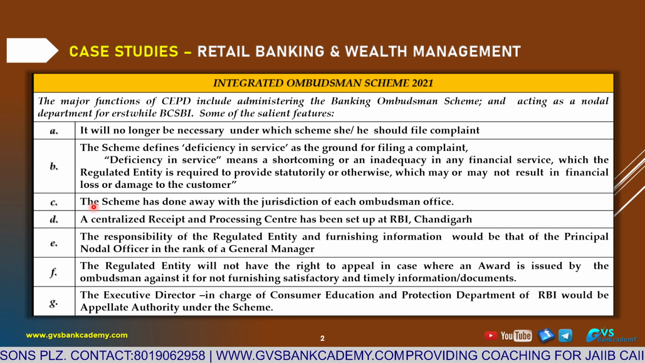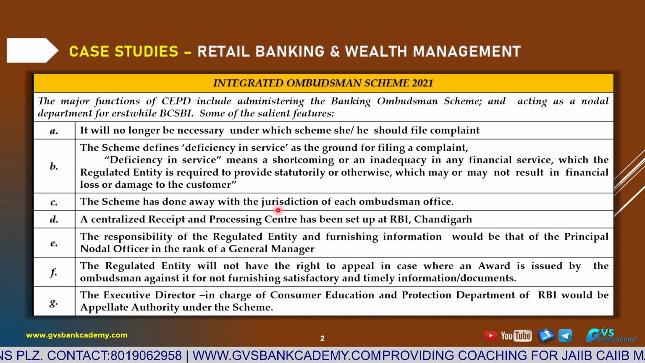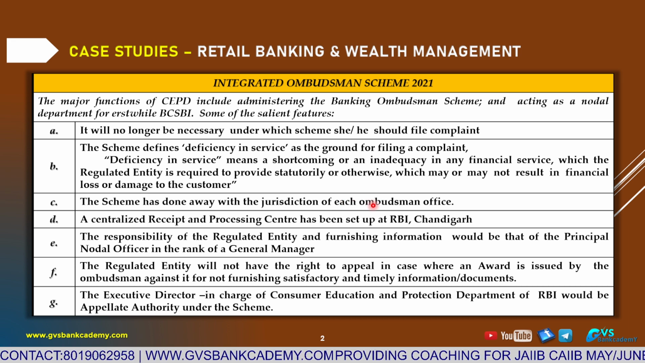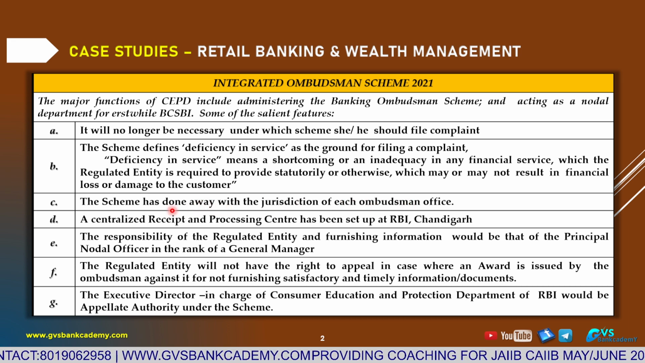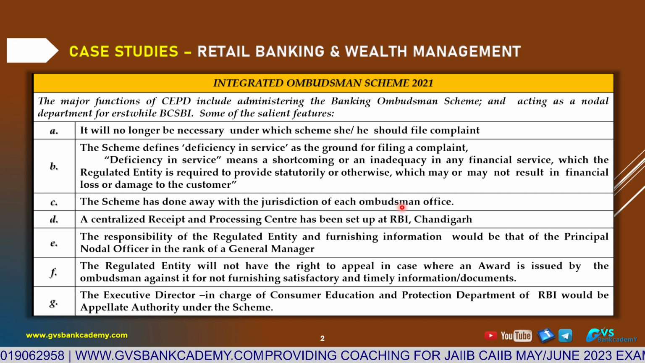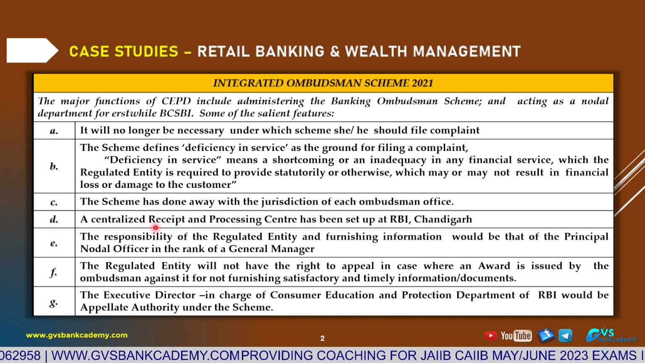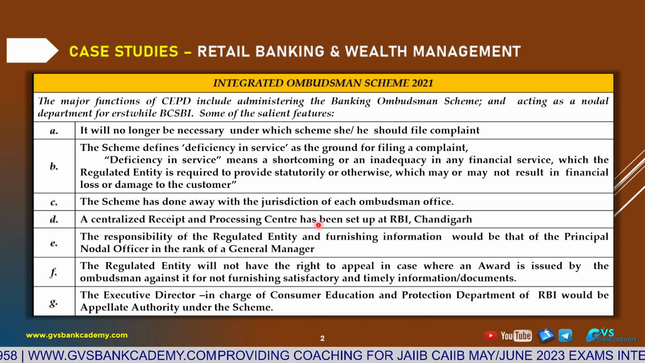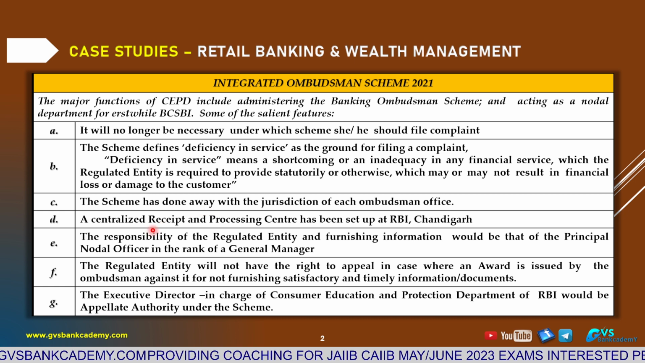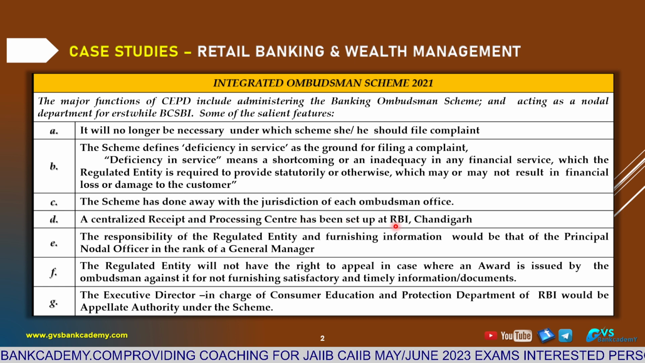C. The scheme has done away with the jurisdiction of each office. Earlier, jurisdiction was there for filing complaints. Presently, there is no jurisdiction for filing complaints. D. A centralized receipt and processing center has been set up at RBI, Chandigarh. For all the integrated ombudsman complaints, a centralized receipt and processing cell was established at RBI, Chandigarh.